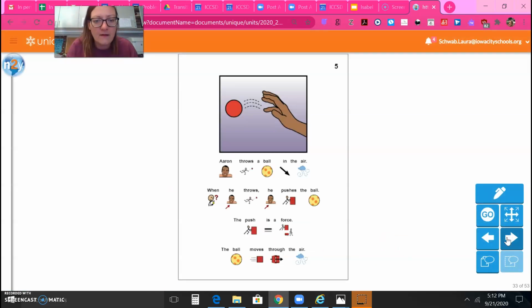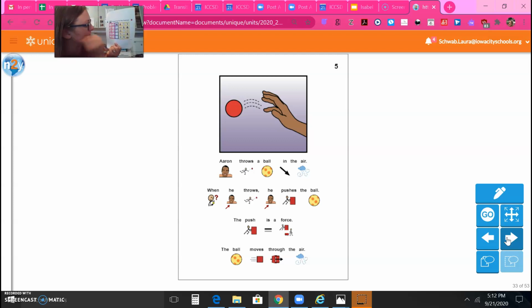Aaron throws a ball in the air. When he throws, he pushes the ball. The push is force. The ball moves through the air. All right, so on your board, you're going to tell me Aaron pushes the ball. Oh, okay. Push is a verb, so you're going to say Aaron pushes the ball. You can do that on your boards right now. Aaron pushes the ball.